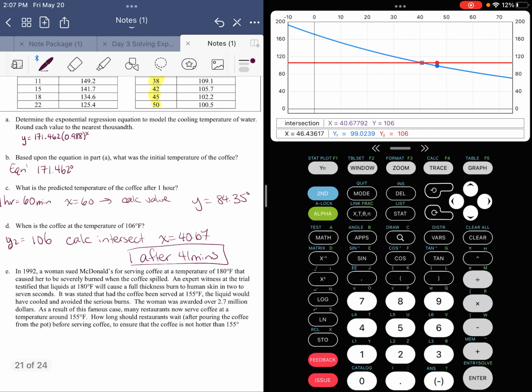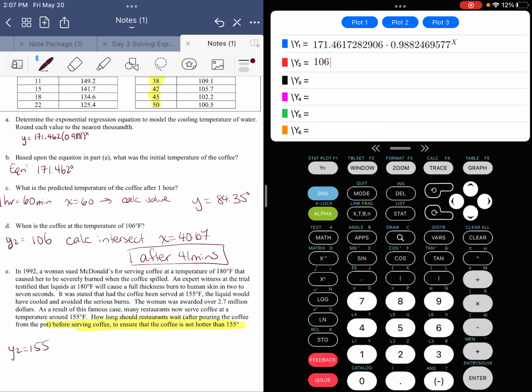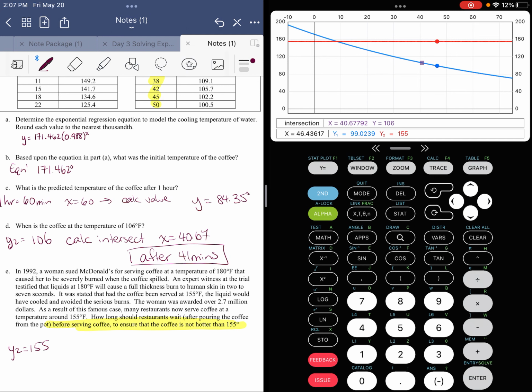In 1992, a woman sued McDonald's for serving coffee at a temperature of 180. There's a lot of information here, but if you read it, we need to figure out how long should we wait to get to 155 degrees. So set y2 equal to 155. And then hit graph again. And you see a new intersection.